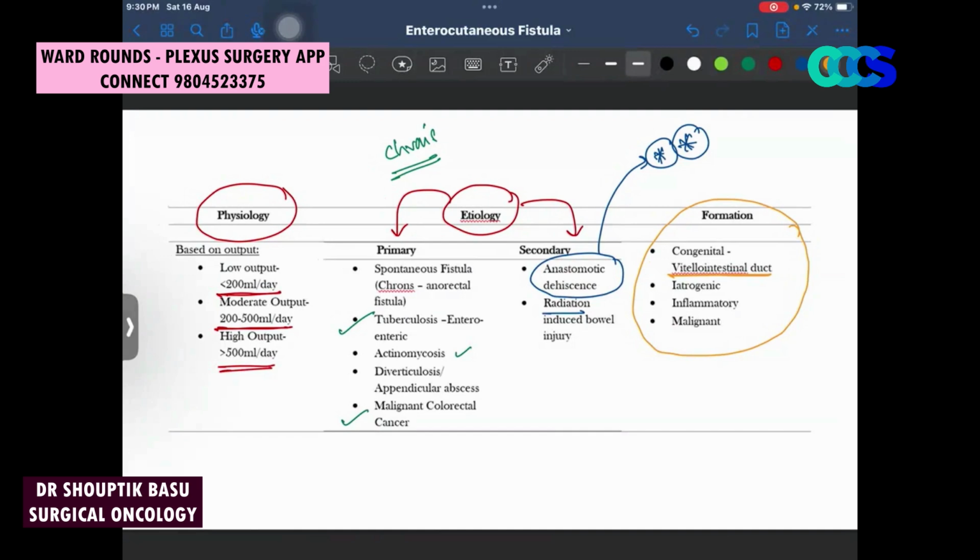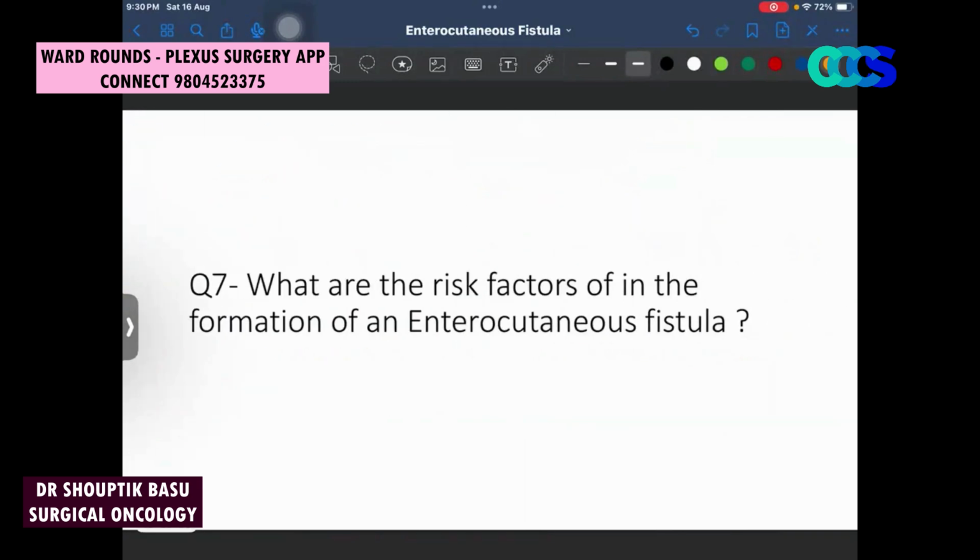Yes, sir. Okay. Right. So can you tell me the risk factors of EC fistula? Go ahead. According to patient factors: age, then nutritional factors, disease. Then according to the procedure: emergency and elective procedure. Malnutrition, presence of foreign body, presence of any distal obstruction.